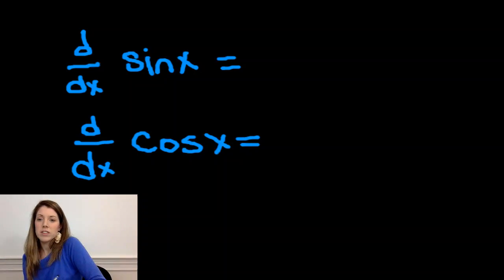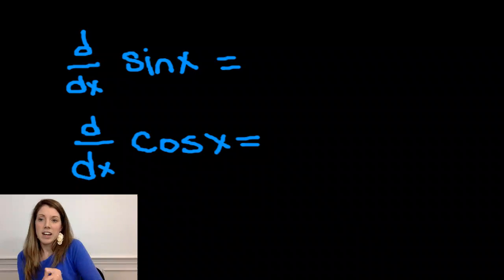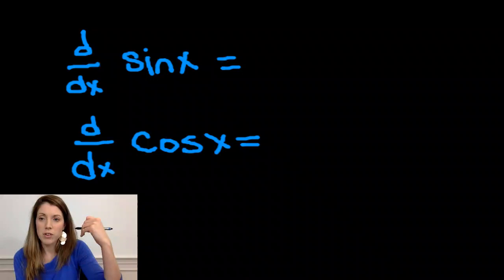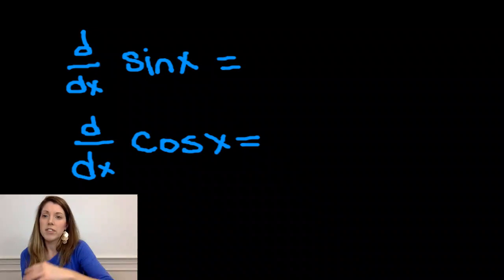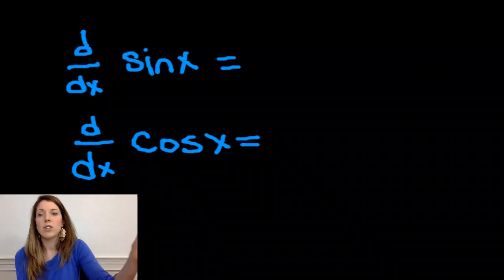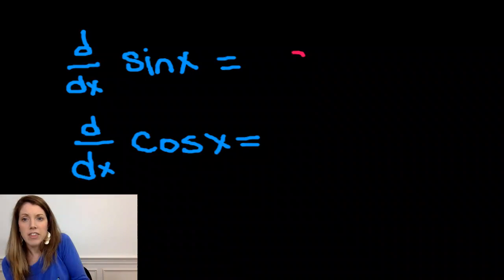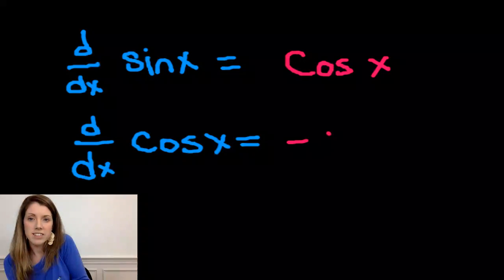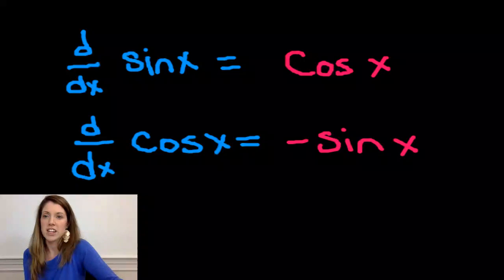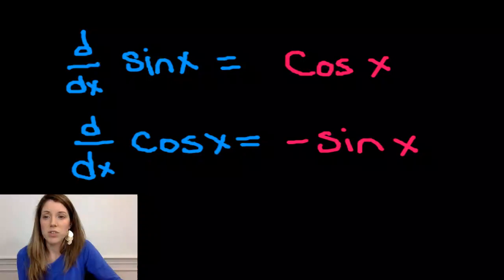All right, you ready for this? It's so tricky. And I'm going to say it the way that I want you to say it in your head over and over and over again until it just gets stuck in there. So here's what it is. The derivative of sine is cosine, and the derivative of cosine is negative sine. So I'll say it again because that's our little chant, our trigonometry chant. The derivative of sine is cosine, the derivative of cosine is negative sine.